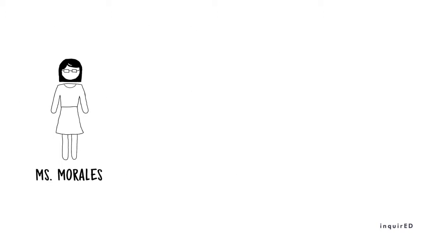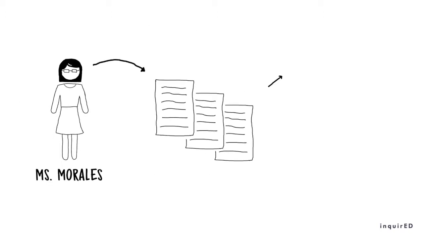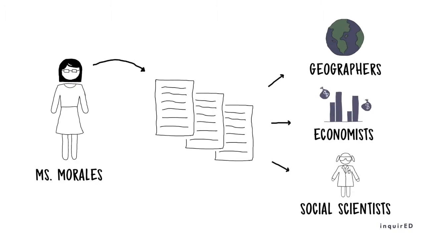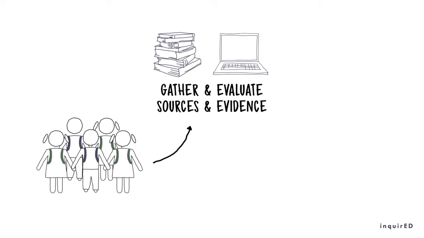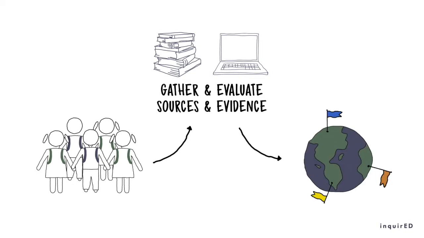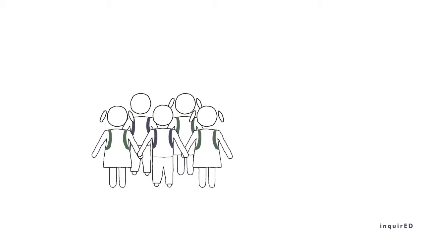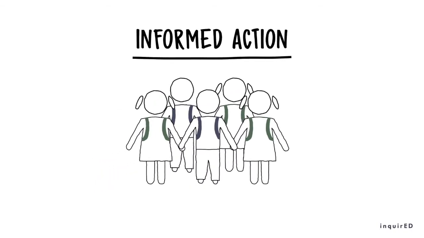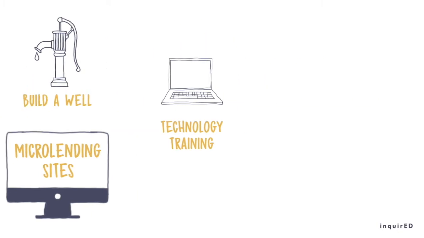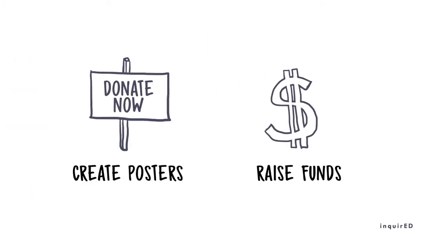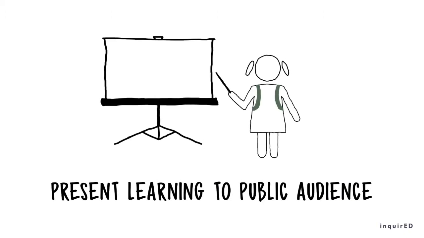Then Ms. Morales guides students through a series of lessons where they act as geographers, economists, and social scientists to identify the important factors that affect the lives of children. Next, students gather and evaluate sources and evidence as they develop an understanding of the challenges facing children around the world. Finally, the students take all that they've learned about children's lives around the world and put it into action. They research microlending sites and choose projects that they think will have the greatest impact on those children, and then create posters and raise funds. When they're done, they present their learning and the results of their campaign to their parents and fellow students.